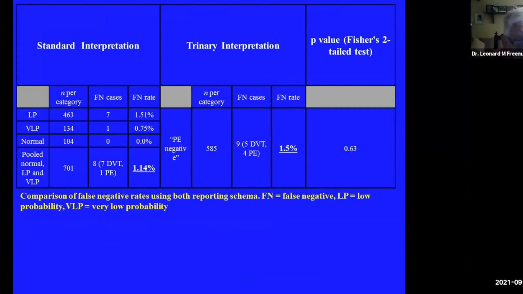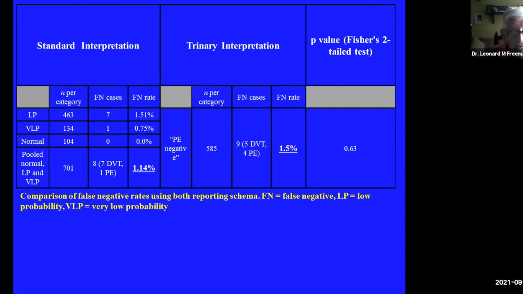Again, this is the standard interpretation. Now, this was the 6 months before and the 6 months after. We changed from probability to saying just PE present or PE negative, which we call the trinary interpretation. And you can see the 6 months before, the false negative rate is 1.14%. After we switched over to the new interpretation, 1.5%. So it works pretty well, and it's more understandable to the clinicians, because many clinicians don't understand what low probability means. Something 10%, something 20%, they don't know for sure. But when you say PE present, PE absent, it's very clear.